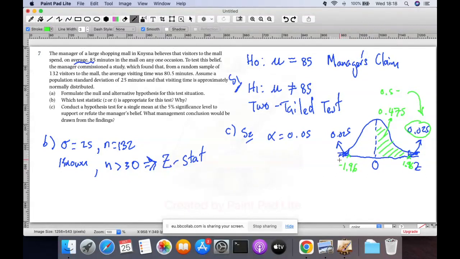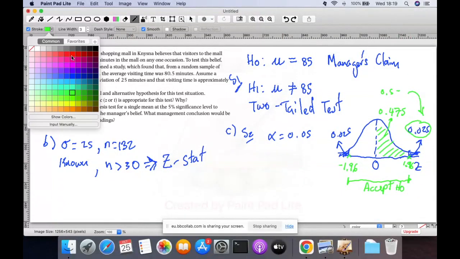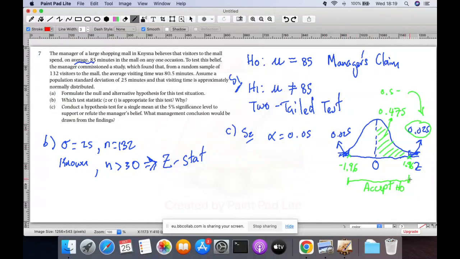So what that means is the blue area is where you reject your H naught, and everything in between it is where you accept your H naught. So from here to positive 1.96, we accept H naught. And everything on the right, I'm going to put it as a different color, maybe red. Everything on the right, we reject H naught. And then everything on the left of minus 1.96, we will reject H naught. So this is step 2, okay? Finding your acceptance and your rejection regions.